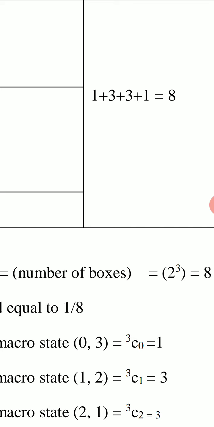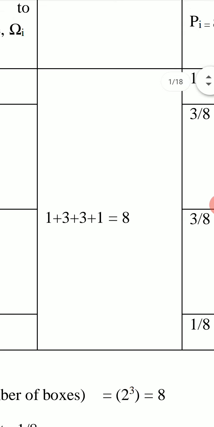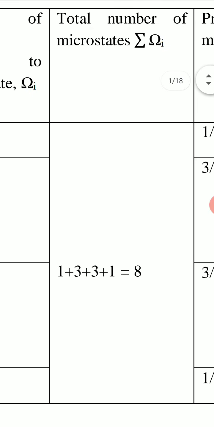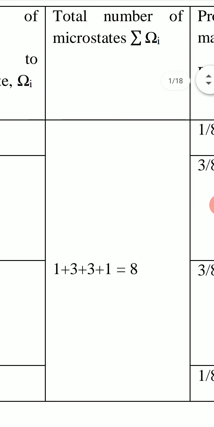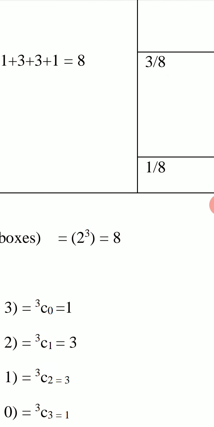2 is the number of boxes and 3 is the number of particles. So the total number of microstates is given by the number of boxes to the power of the number of particles. It is 2 to the power 3, which is equal to 8. Here we have 8 as the total number of microstates, summation omega I. It is given by 2 to the power 3.